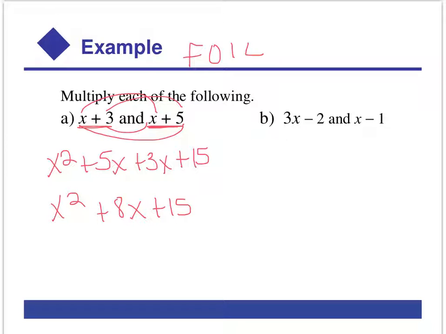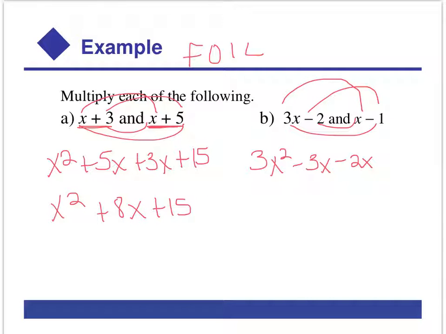Same way here. First, so 3x times 3 gives me a 3x squared. Outer, so 3x times a negative 1 gives us a negative 3x. Then inner again gives us a negative 2x. And then last but not least, you get negative 2 times negative 1, which gives us a positive 2. We gather like terms, we get 3x squared, sorry, it's a minus, minus 5x plus 2, and that's our final answer.